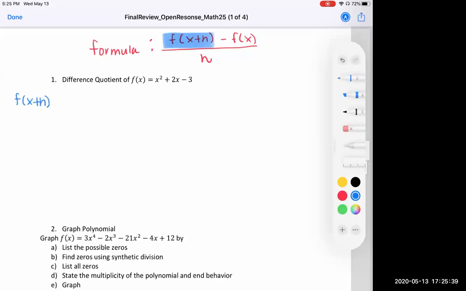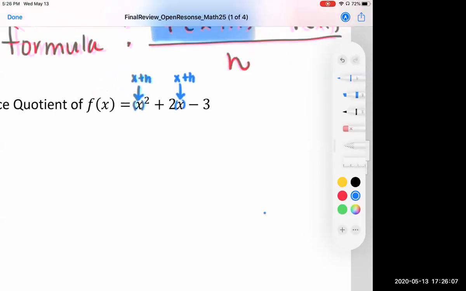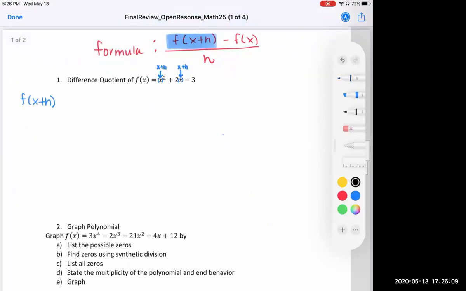Now remember, whenever I have function notation, that f and parentheses, it means that I have to go ahead and plug it in for x. So here are our x's, right? Here are x's. For each one of our x's, what are we going to plug in? For starters, we're going to plug in x plus h. That's that first part we're going to work on. Okay, let's go ahead and do that.